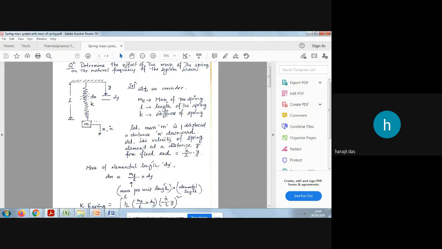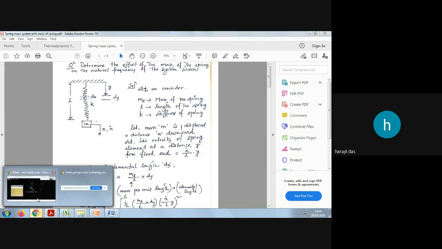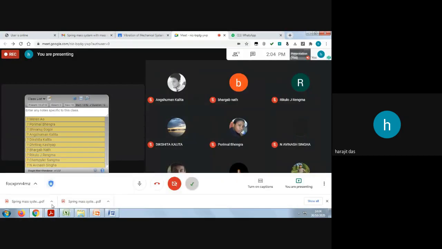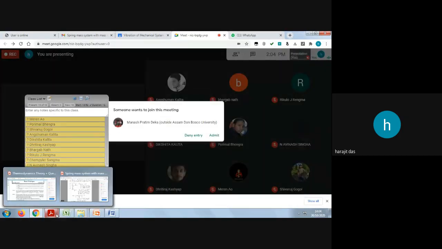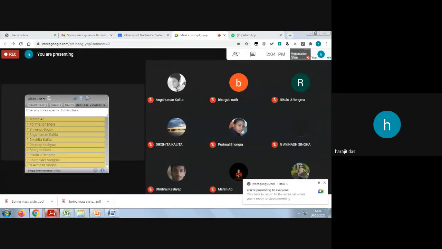So what is the difference in this system? This spring mass system has some mass in the spring, which is taken as m suffix s. So ms is the mass of the spring. Here we need to determine the effect of the mass of the spring on the natural frequency of the spring mass system.